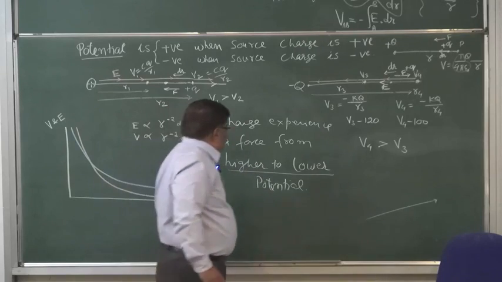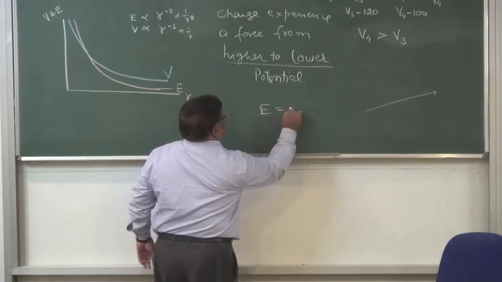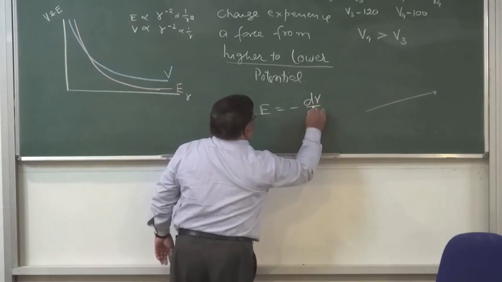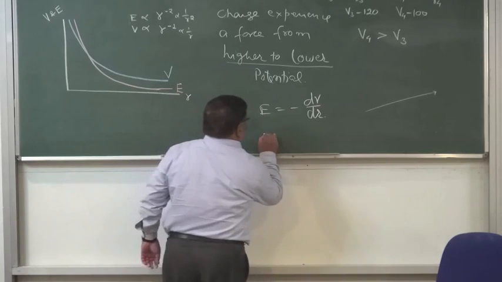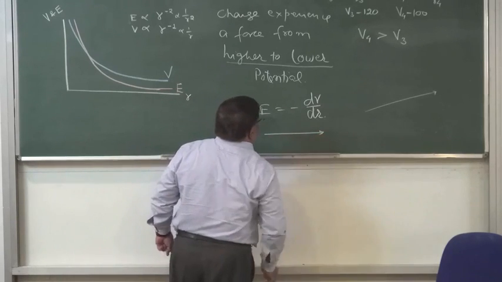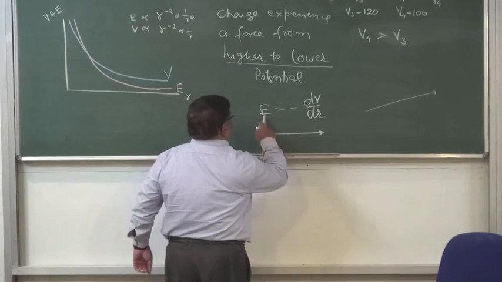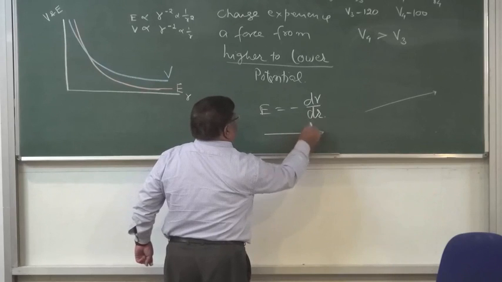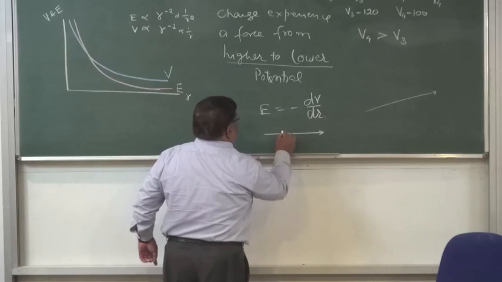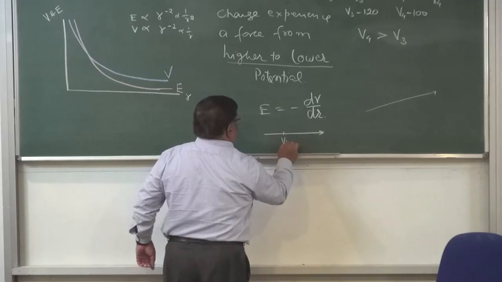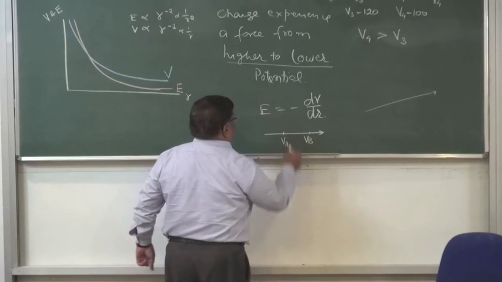The other thing is, we have known that E is equal to minus dV by dr. This is the direction of E, this is the direction of dr, dV, VA, VB.